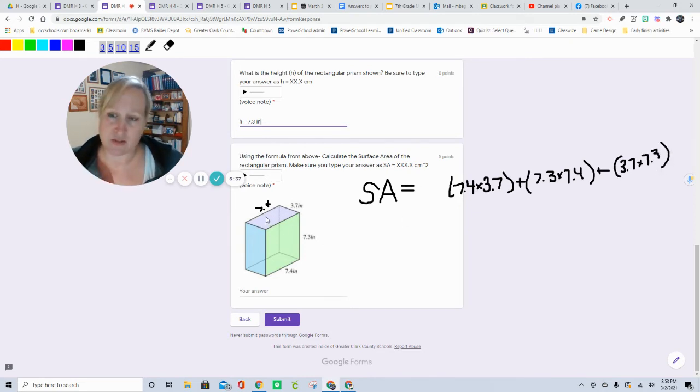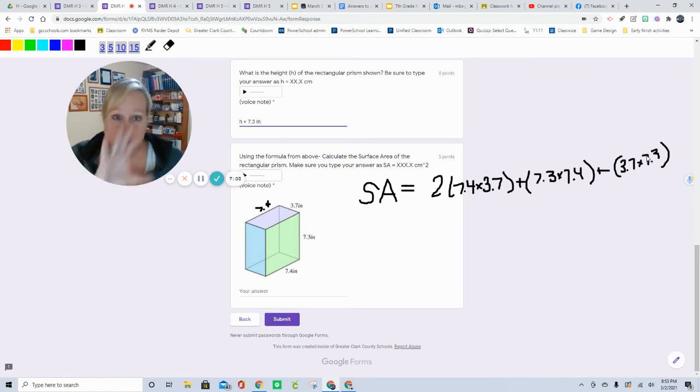How many purple sides do I have? One at the top, one at the bottom. So that's 2. How many green sides? One at the side, one at the side. That's 2 more. How many blue? Well, guess what? 2. That's why we take this and multiply. There's 2 purple, 2 green, and 2 blue. That's where this comes from.